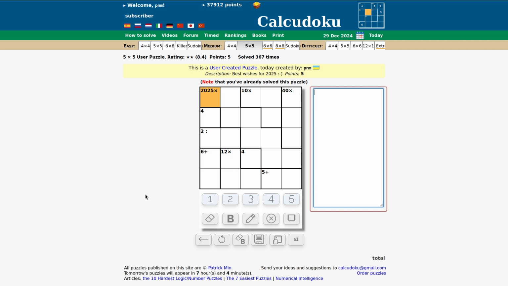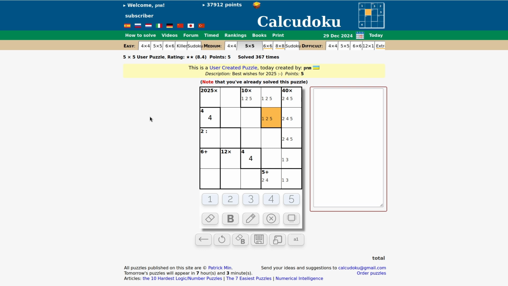Okay, let's start. First, maybe fill in the obvious ideas. So 40 times, that has to be a 2, 4 and a 5. So in this column we have a 3 and a 1 left. For this 5 plus cage, it means that here there's either a 4 or a 2. This 10 times cage is 1 times 2 times 5 in some order.